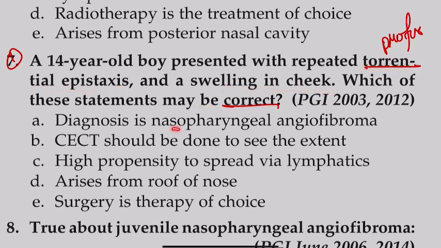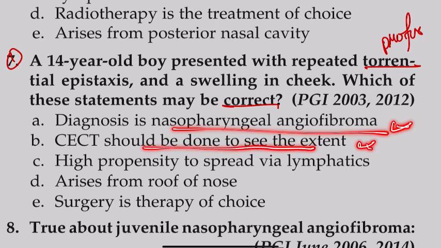Diagnosis is nasopharyngeal angiofibroma. That's right. CECT should be done to see the extent. That is also right, because on seeing the extent, we divide it into different stages. Next option: high propensity to spread via lymphatics.